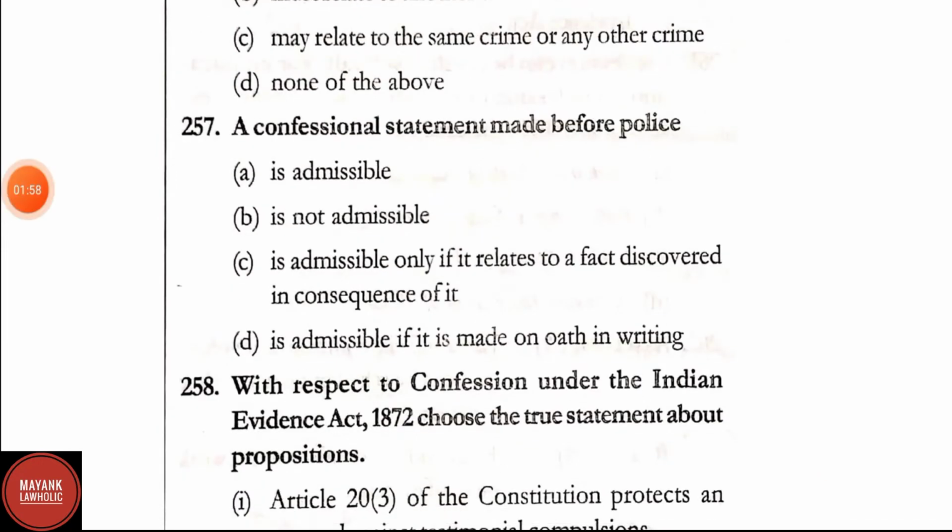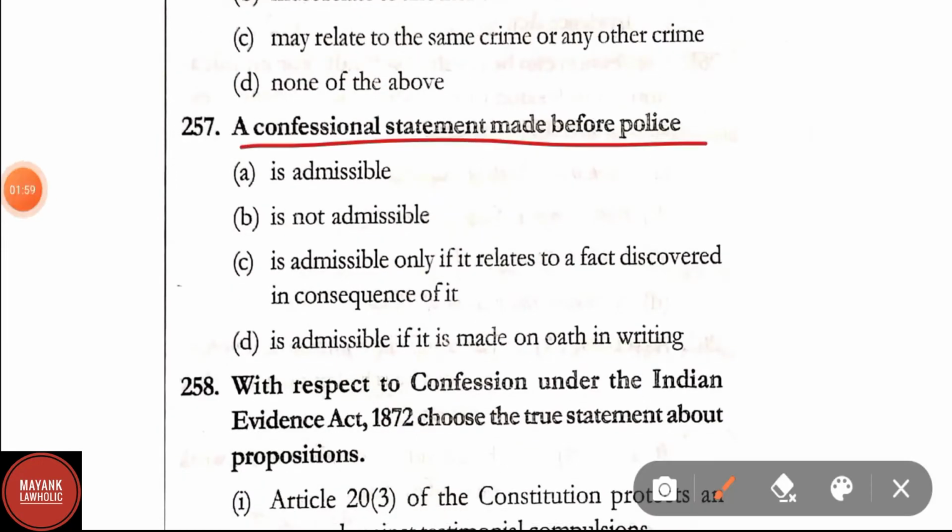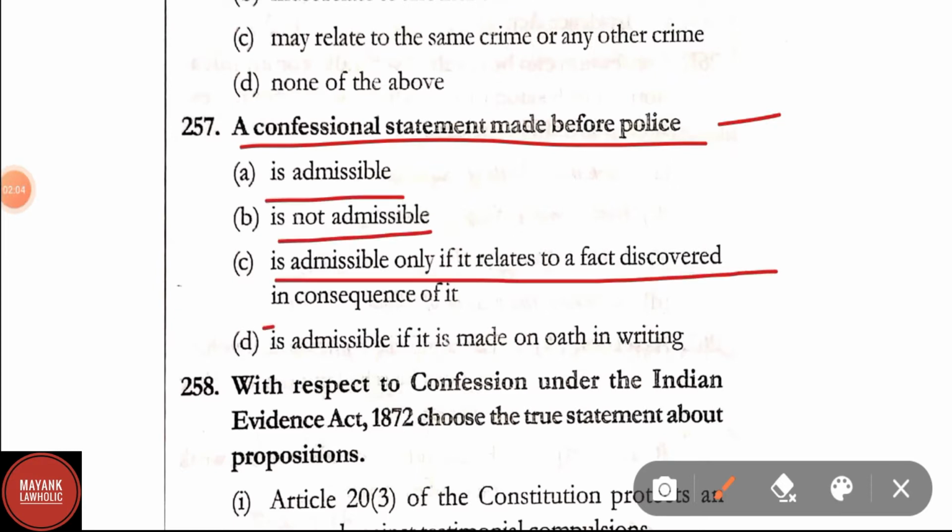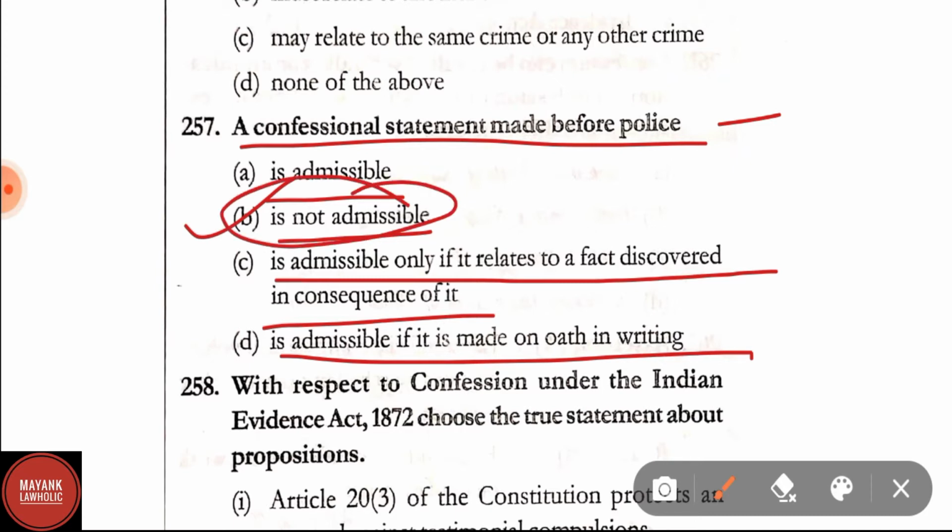Question number 257. A confessional statement made before police: option A, is admissible, option B, is not admissible, option C, is admissible only if it relates to the fact discovered in consequence of it, and option D, is admissible if it is made on oath in writing. Here correct answer is option B. A confession statement made before a police is not admissible.